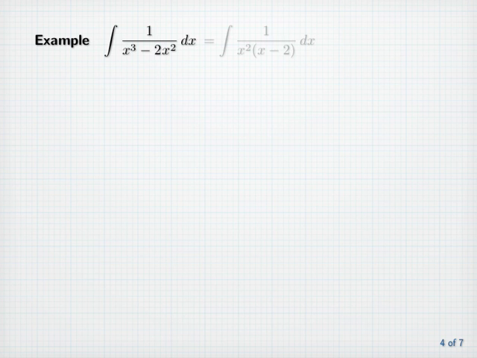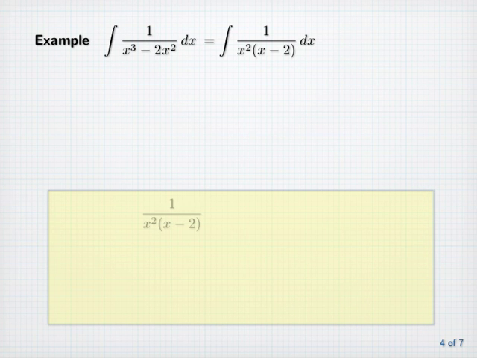Now let's look at another example. Let's find the indefinite integral of 1 over x cubed minus 2x squared dx. Let's factor the denominator there into x squared times x minus 2. Now we need to do a partial fraction decomposition on 1 over x squared times x minus 2. Because of the x squared in the denominator, we need to write a divided by x squared plus b divided by x, and then the x minus 2 factor tells us to write c divided by x minus 2.